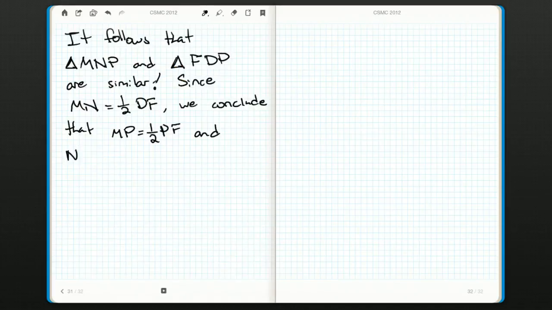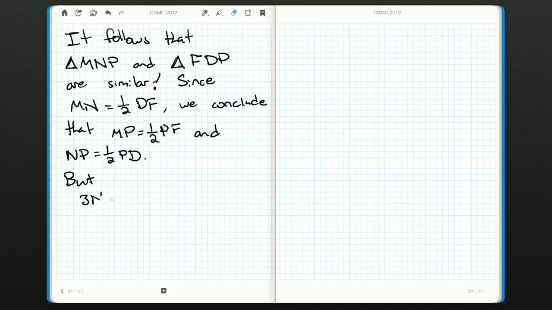And the other one, NP, is going to be 1/2 of PD. But we know that 3ND... Right, so that if ND is a half PD, then PD is twice ND. Sorry, NP.